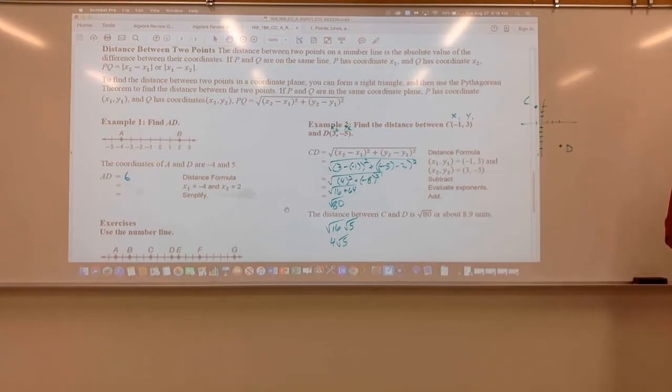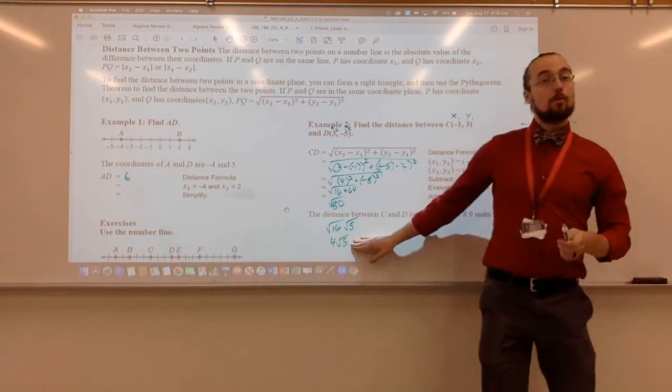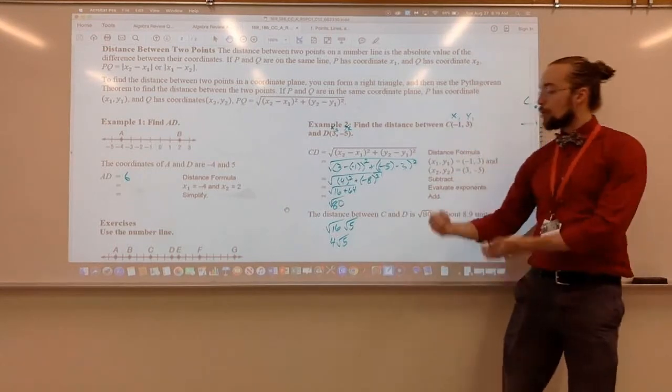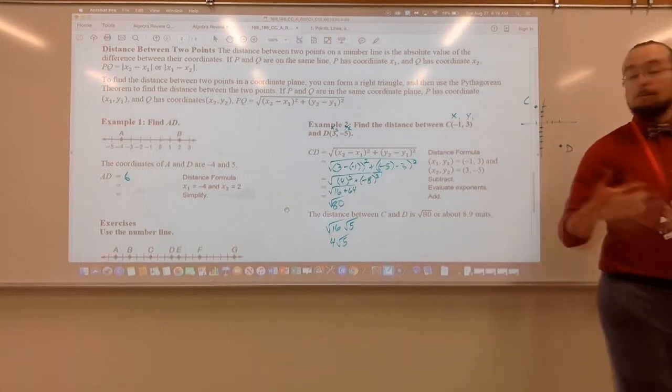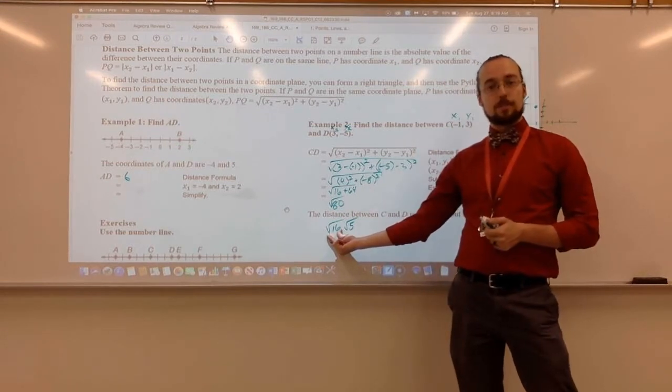Square root of 5 is like 2.2 or something. Well, this is our answer, right? We can't simplify the square root of 5 any further. There's no perfect square that I can take out of that. But we took out the largest one that we possibly could. 16.